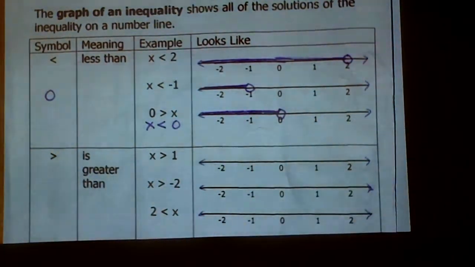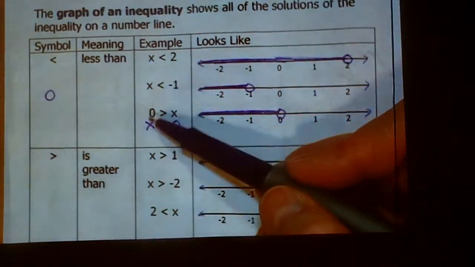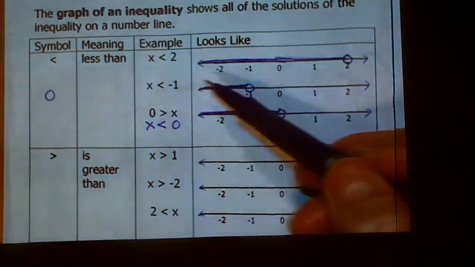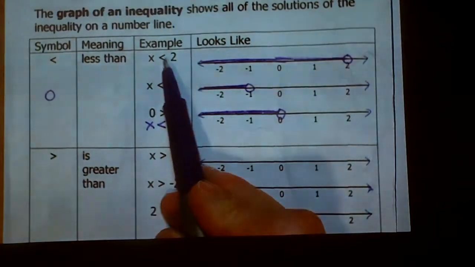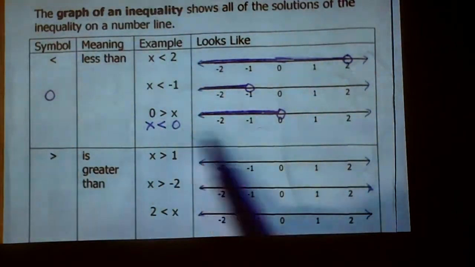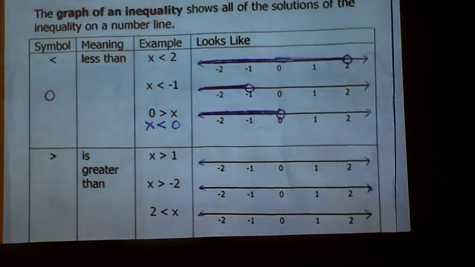And something that's kind of nice, if it's written so that the variable is on the left-hand side, this symbol points you in the direction that you need to shade on your graph. And that only works if the variable is on the left. So with this one, you see it's pointing that way, pointing that way. And when we rewrote it, it was pointing that way. So less than should always be shaded to the left. Less than left. You can remember that one.